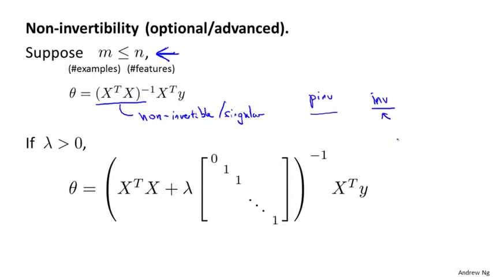Fortunately, regularization also takes care of this for us. Concretely, so long as the regularization parameter lambda is strictly greater than 0, it is actually possible to prove that the matrix X transpose X plus lambda times this funny matrix will not be singular and will be invertible. So using regularization also takes care of any non-invertibility issues of the X transpose X matrix as well.